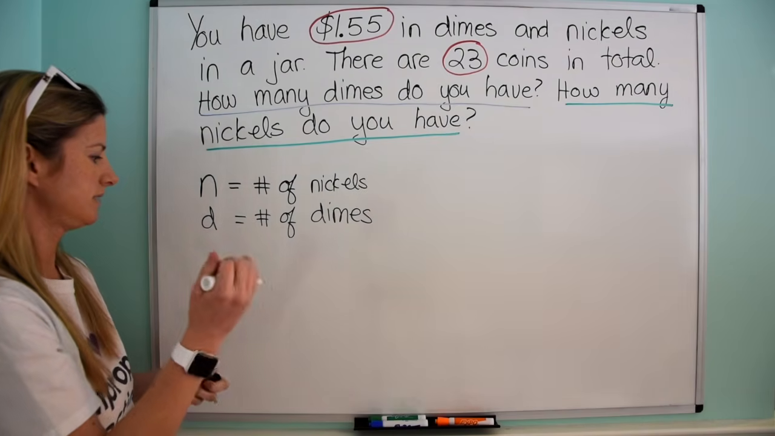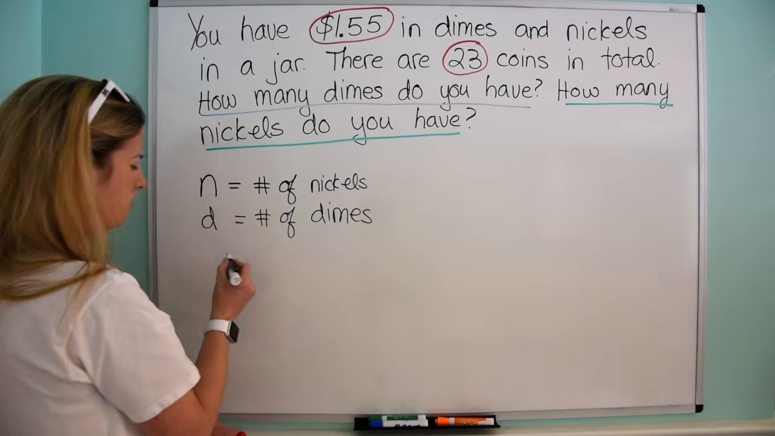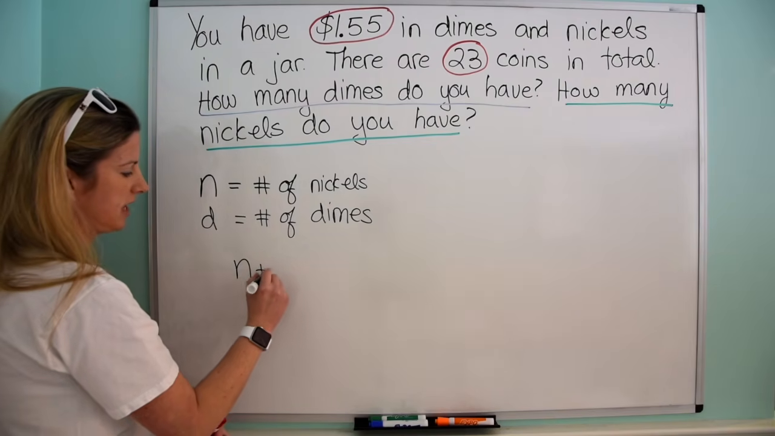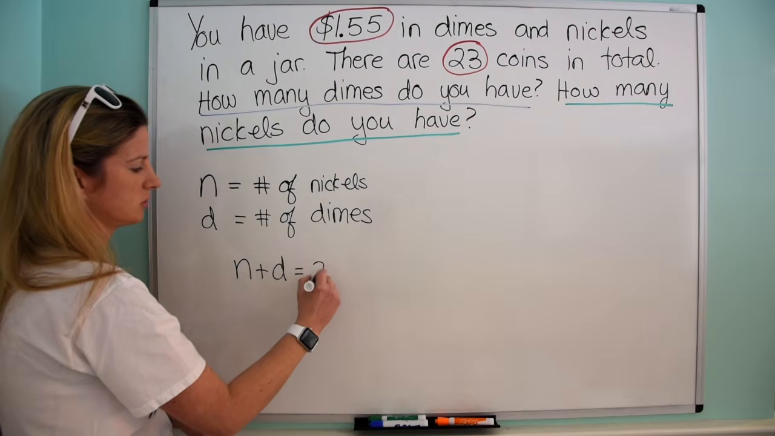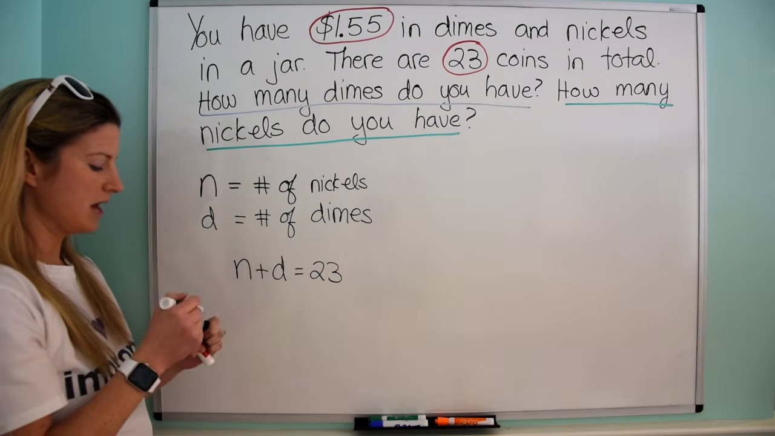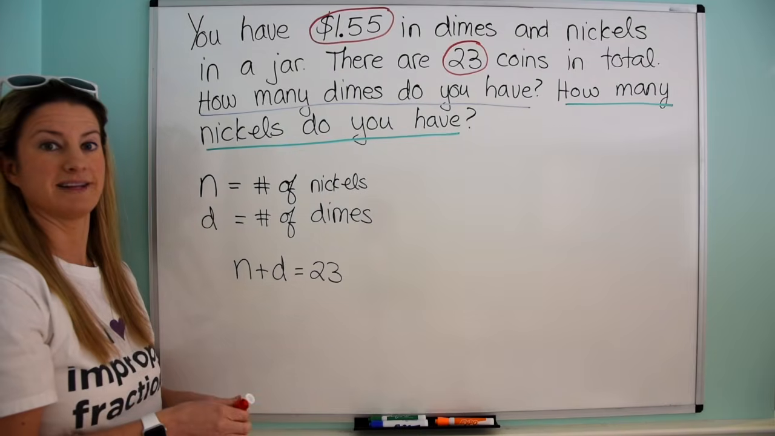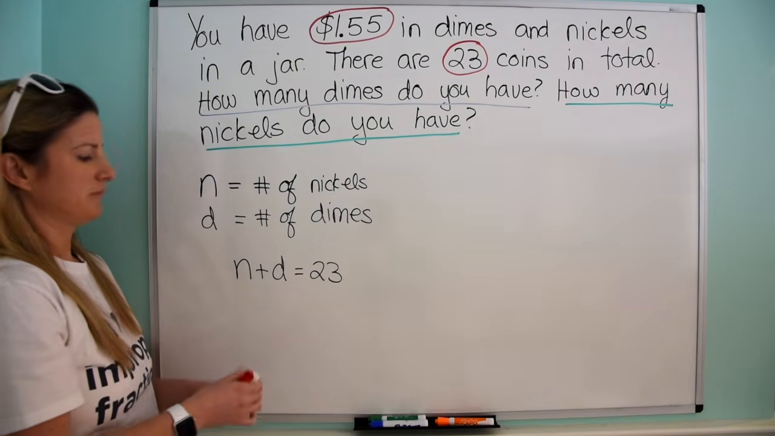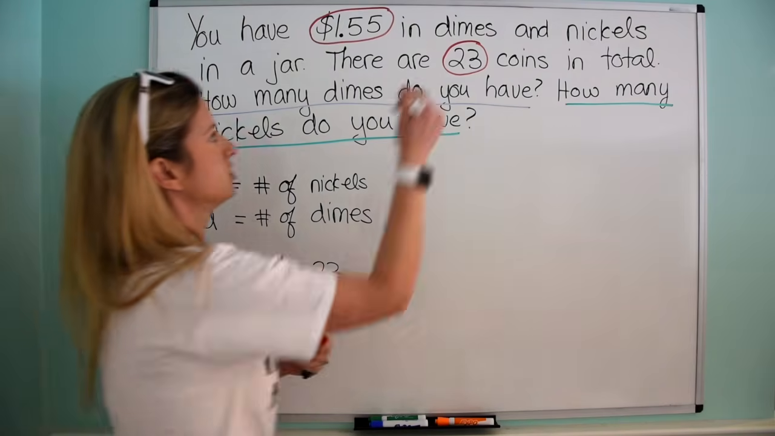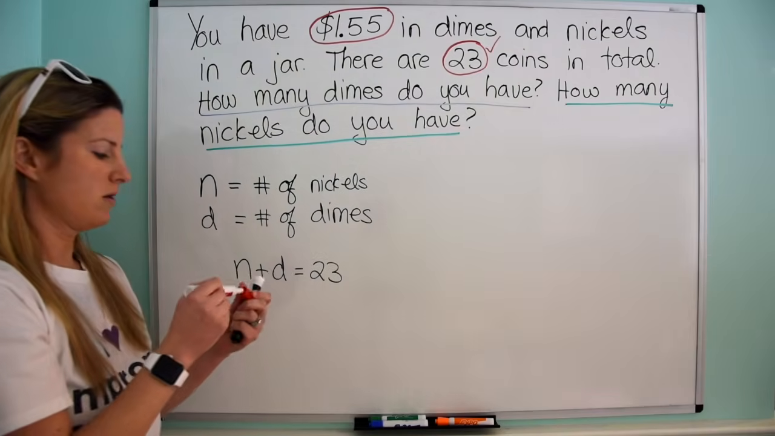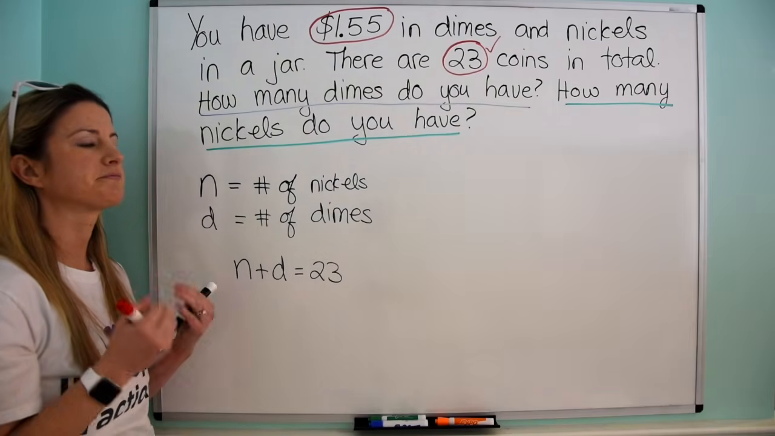So it's just going to be, I guess I'll write it down here. N plus D equals 23, okay? And we got that from the 23 up here and then the fact that we labeled our variables immediately, okay? Now, we've done the 23 piece, so check. Now, let's look at the 155.